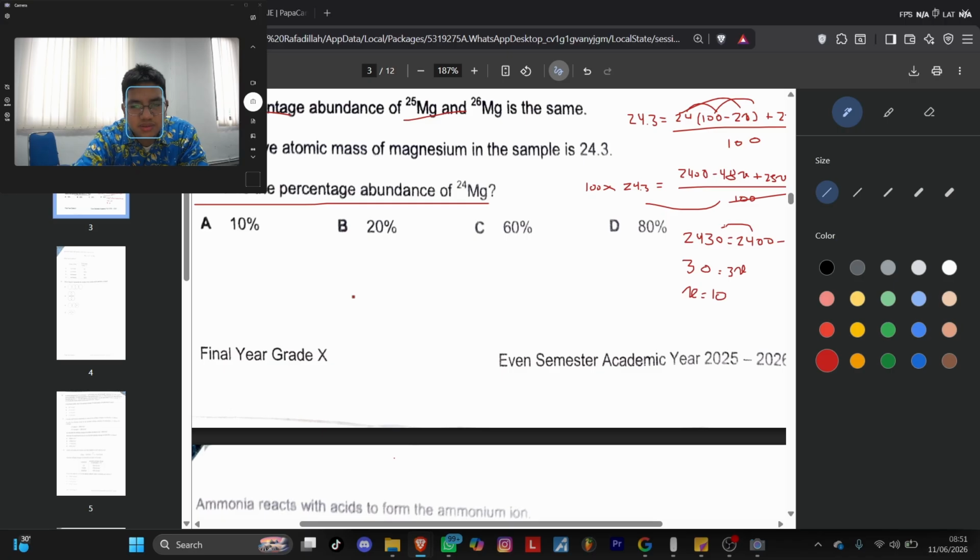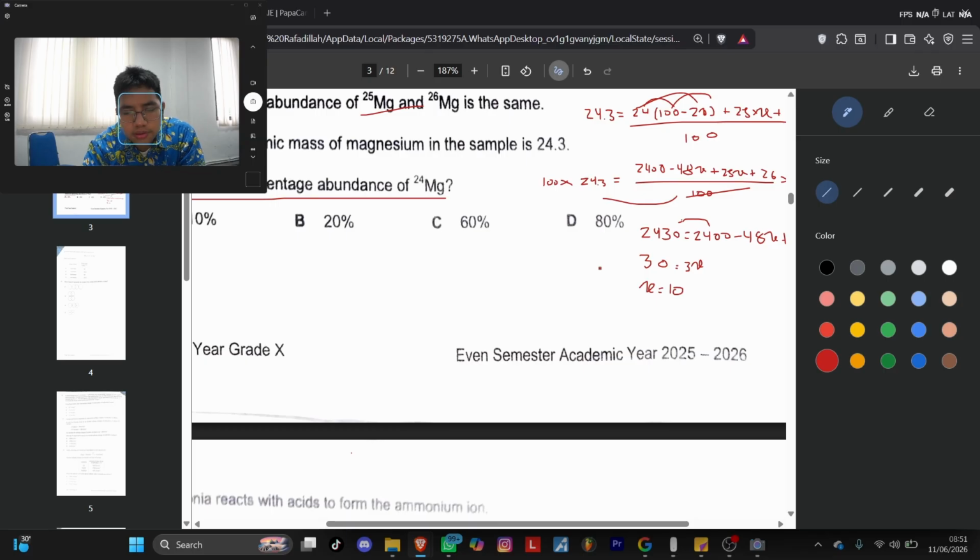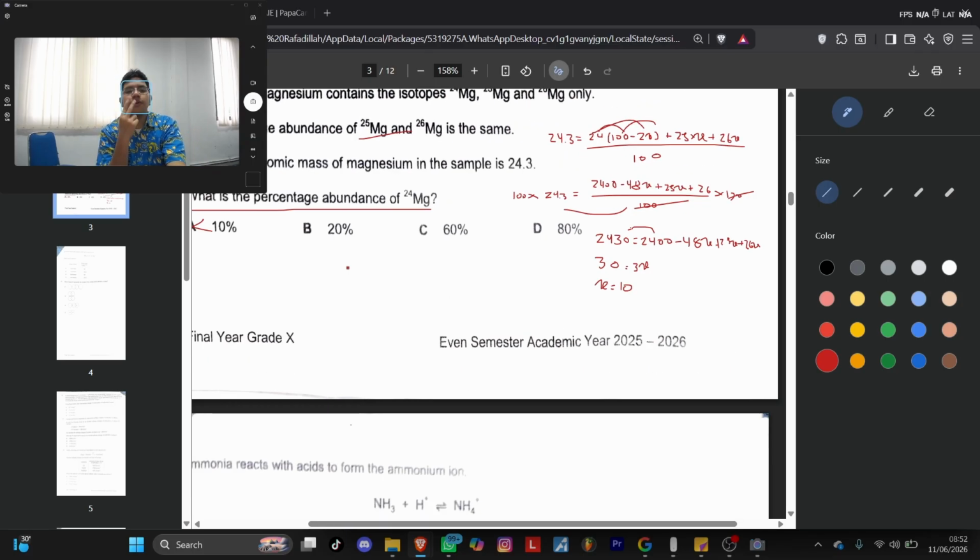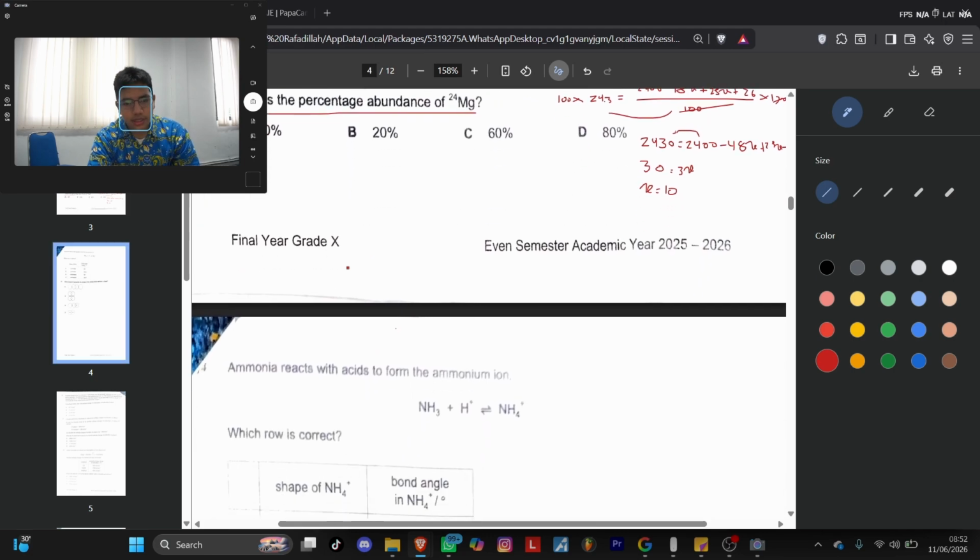So the answer is A, because from this equation we solve it to x equals 10. So the percentage of abundance of magnesium-24 is A, 10%.